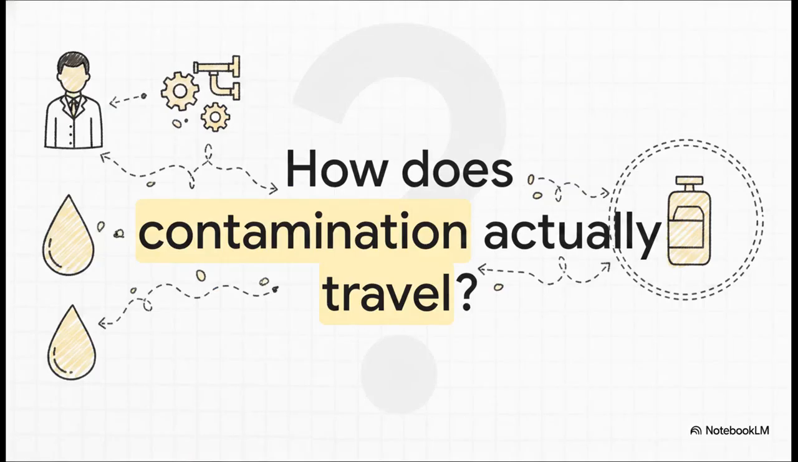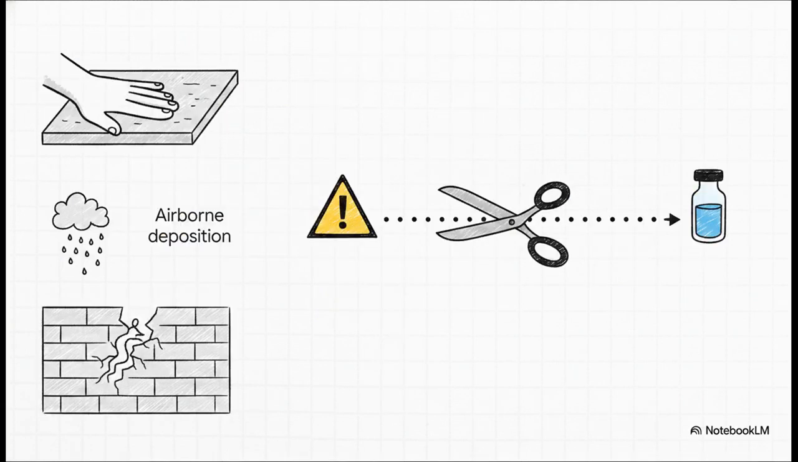So, once we know what the hazards actually are, and we know they originate from sources like personnel, equipment, or water, we've got to ask the next critical question. How do they actually reach the critical zone where the product is exposed? Because, let's face it, contamination doesn't just magically teleport. It travels via very specific routes.